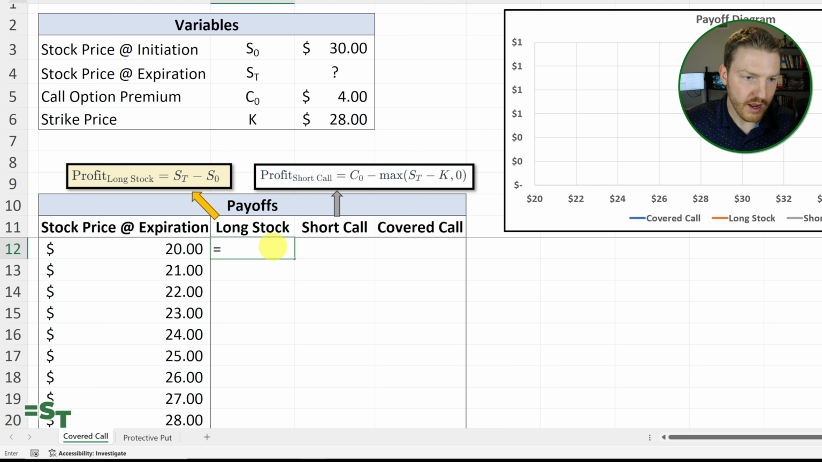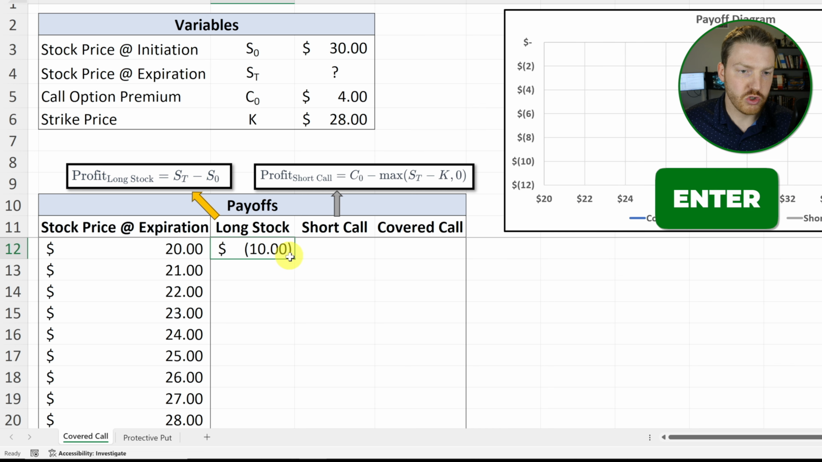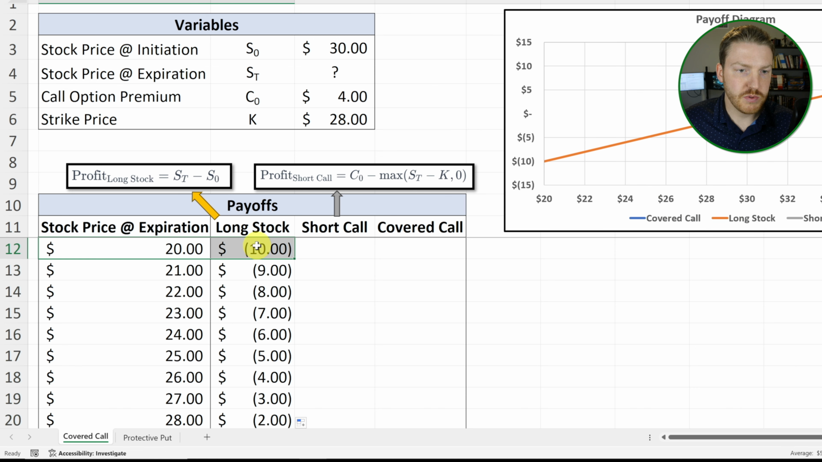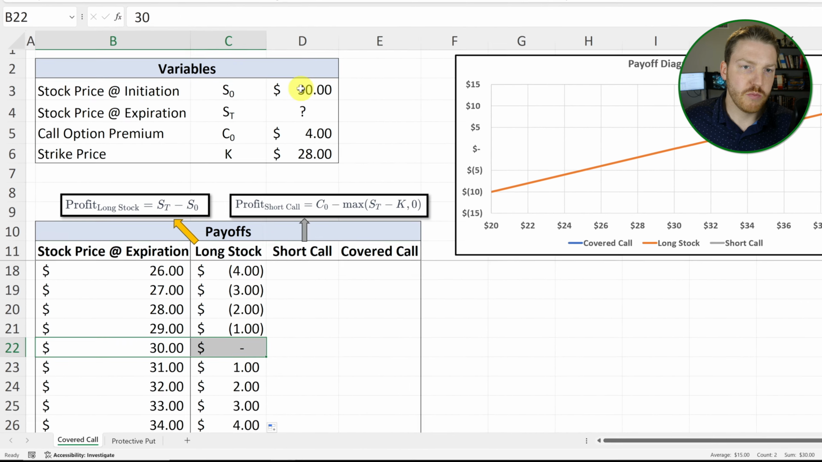We can find that by saying equals ST minus our stock price at initiation. I'm going to hit F4 to lock that in, enter, and then shoot it all the way down. So for this particular example, we paid $30 for this stock. Now it's only worth $20. So at the time that we close out of this position, we have lost $10. And you can see that when we get back to $30 is when we actually break even.